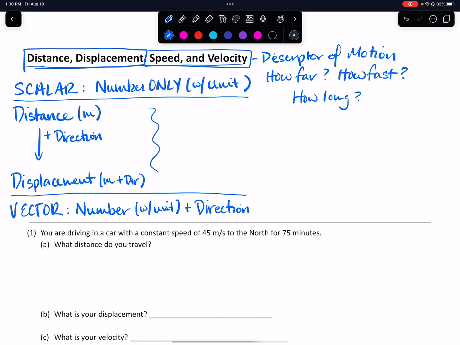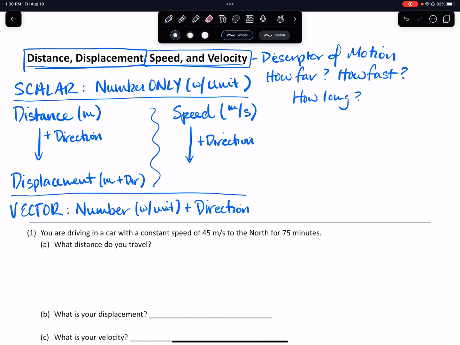When we talk about speed, how fast the object is moving, if we're talking about magnitude only, it is the speed, and we use units of meters per second. If we take that value and add direction in, it becomes a vector, and then we call it velocity. So velocity is still meters per second, but it includes that directional piece.